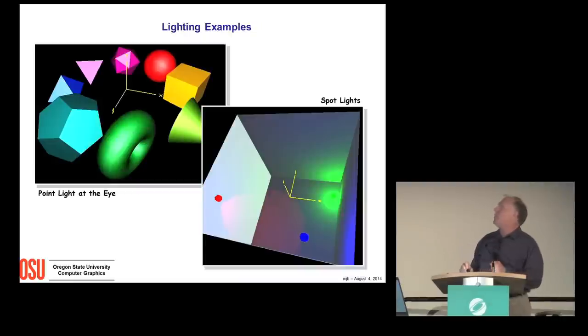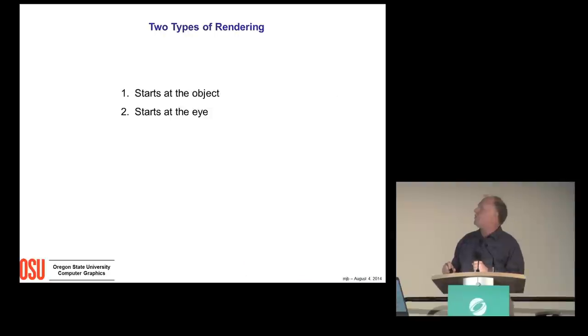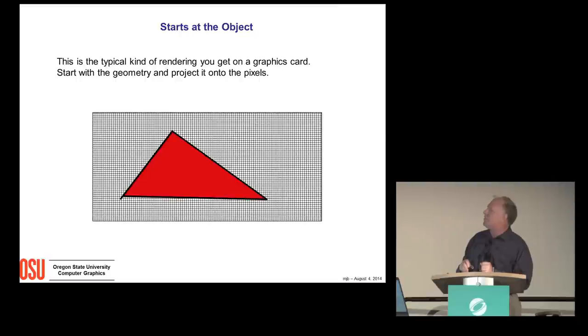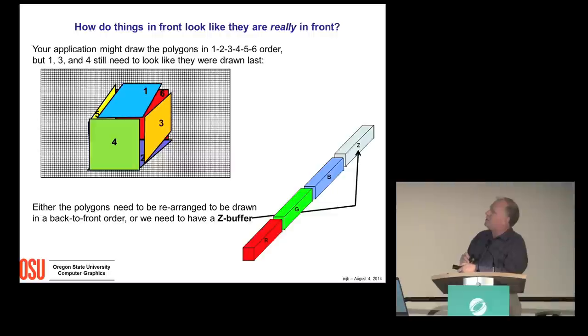All right, there's a couple different kinds of rendering. One where you start at the object, one where you start at the eye. The ones that start at the object, by and large, are the ones that are on graphics hardware. Okay, here's an object. We're going to render it into pixels. We're going to use a Z buffer so that things behind get overwritten by things in front. And we have a 3D scene.